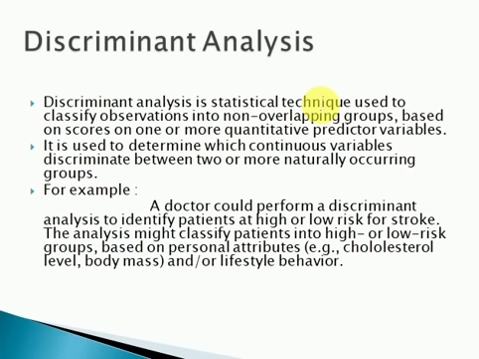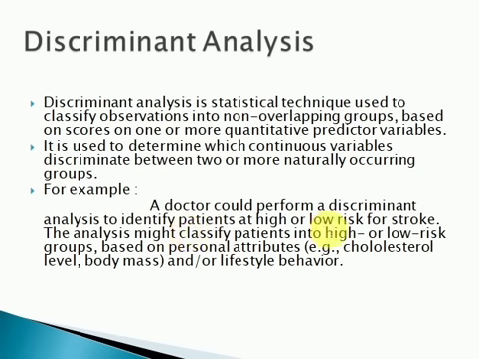What is discriminant analysis? Discriminant analysis is a statistical technique used to classify observations into non-overlapping groups based on the scores on one or more quantitative predictor variables. It is used to determine which continuous variable discriminates between two or more naturally occurring groups. For example, a researcher may want to investigate which variable discriminates between fruits eaten by primates, birds or squirrels.